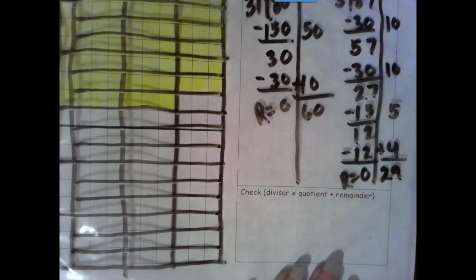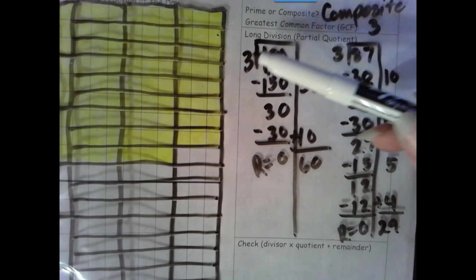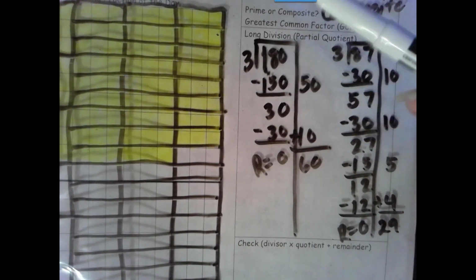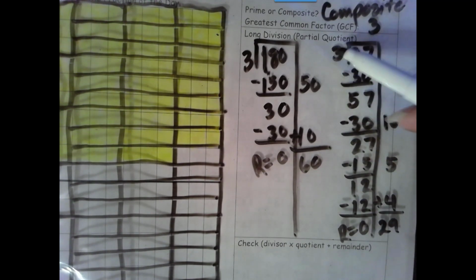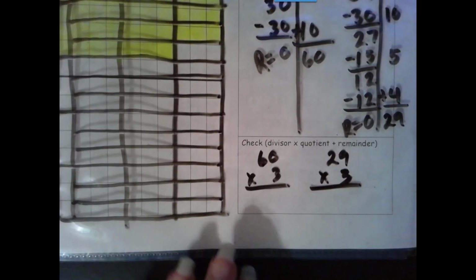Okay, now we need to check our division. Do that using our inverse operations. Divisor times quotient plus remainder. Since our remainder is 0 for each of these, and the identity property of addition says when you add 0, it stays the same, we don't need to actually add the 0.